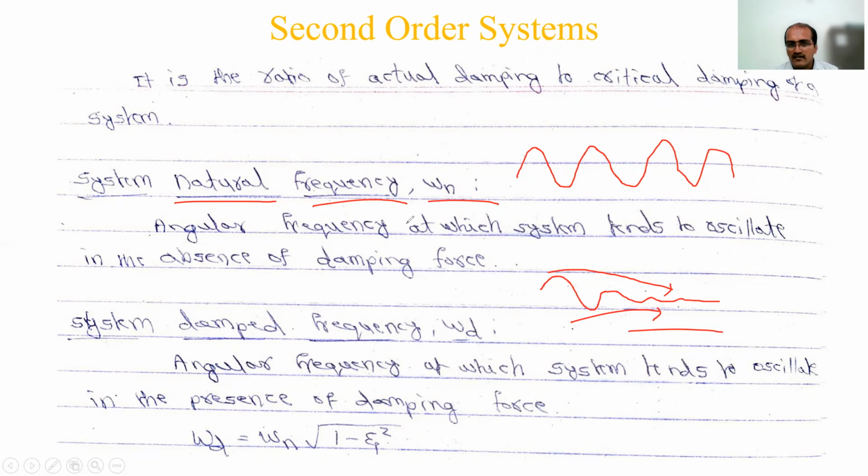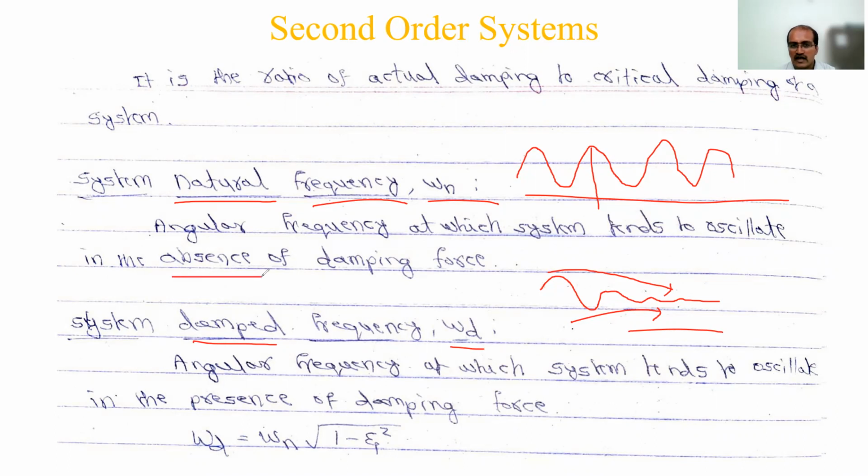So that is the definition: angular frequency at which the system tends to oscillate in the absence of damping force. That is the natural frequency. How do you calculate frequency? Consider one unit of time, take the inverse of that, and you will get the inverse of time, which is frequency. That is natural frequency. Now, if we apply damping, then we call it the damped frequency, omega d. This omega d depends on the zeta value, the damping ratio, so based on that it will have a frequency variation. It is the angular frequency at which the system tends to oscillate in the presence of damping force.